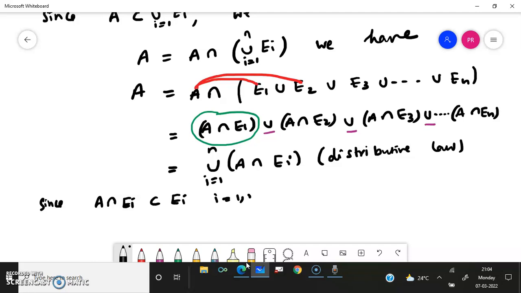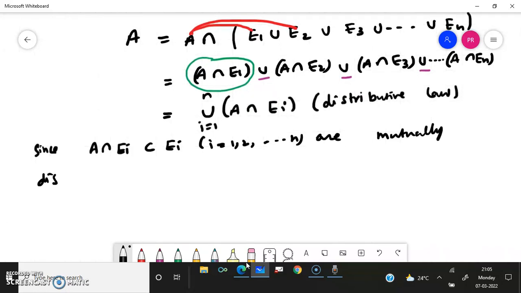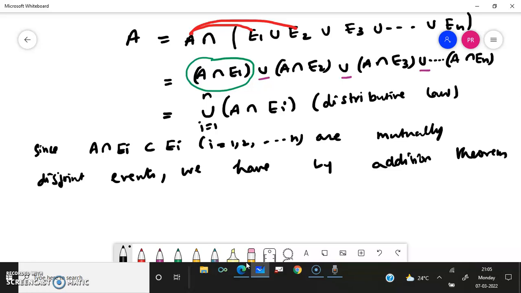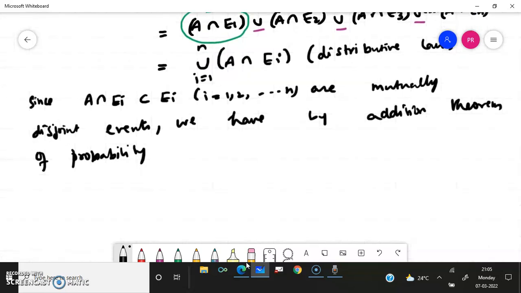We know this, i equal to 1 to n. What are they? They are mutually disjoint sets, mutually disjoint events. So A intersection Ei, all these are mutually disjoint events. Moreover, they are subsets of Ei. We have by the addition theorem of probability. What does this addition theorem say? The addition theorem of probability.